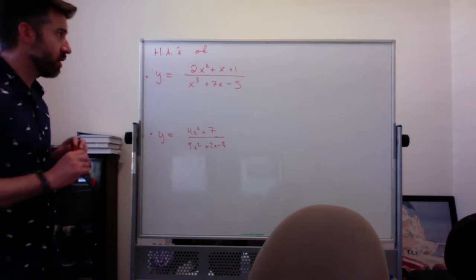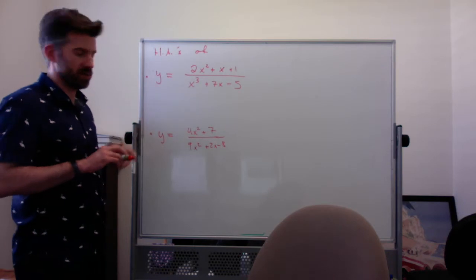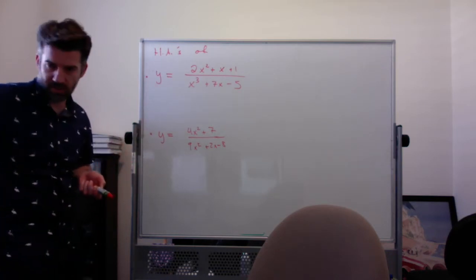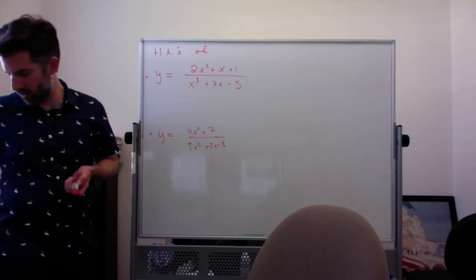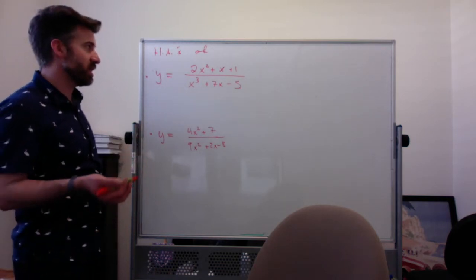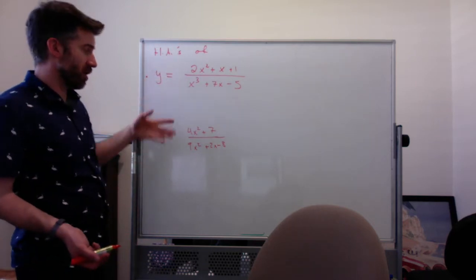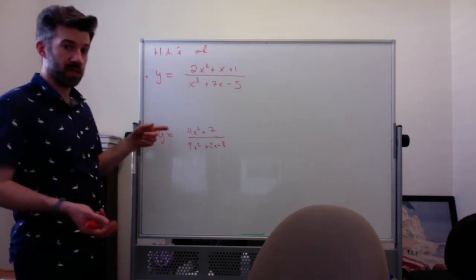All right, when we are asked to find horizontal asymptotes of rational expressions, or really any expression, it doesn't have to be rational, although we usually see rational ones like this. The idea is that the way you always find a horizontal asymptote is taking the limit to infinity and to negative infinity.